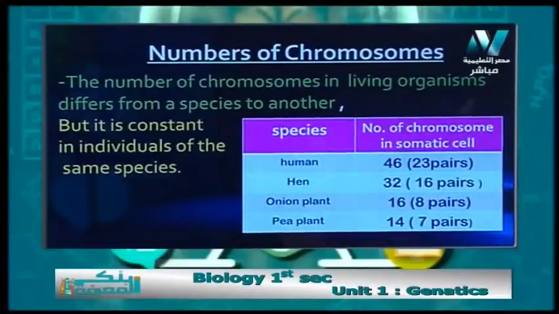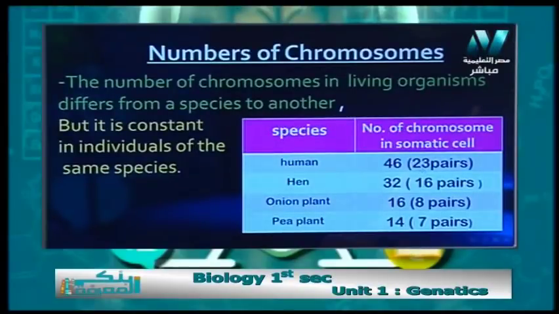Number of chromosomes. The number of chromosomes in living organisms differs from one species to another, but it is constant in individuals of the same species. When you look at the table in front of you, you will see some living organisms and the number of chromosomes in the somatic cell. That means the number here is the diploid number, the complete number of chromosomes. Human, as an example, contains 46 chromosomes in each cell.